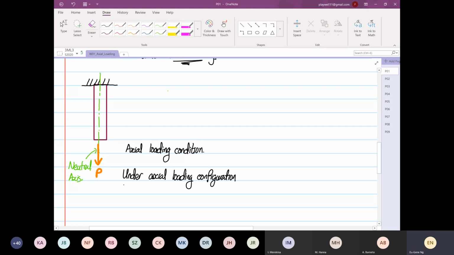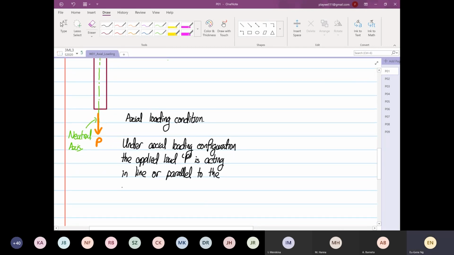the applied load P is acting inline or parallel to the neutral axis. So whatever I teach for this week and the next week is all based on axial loading condition only. You cannot apply when there's a bending.